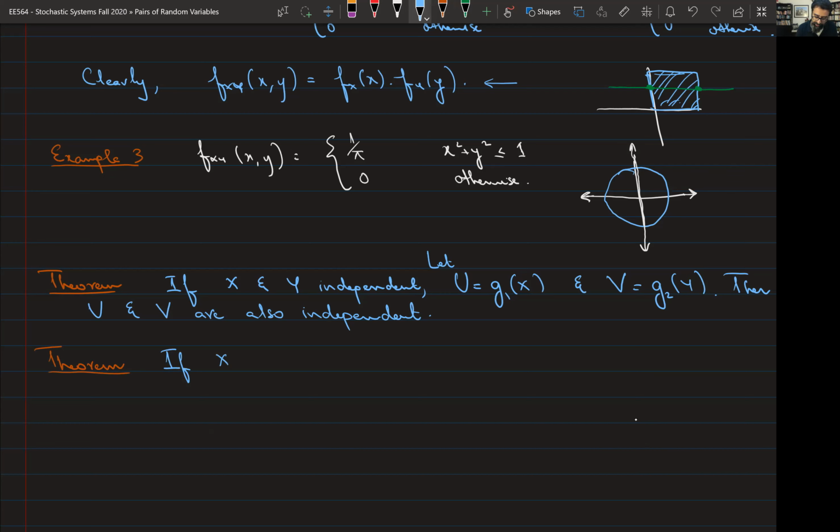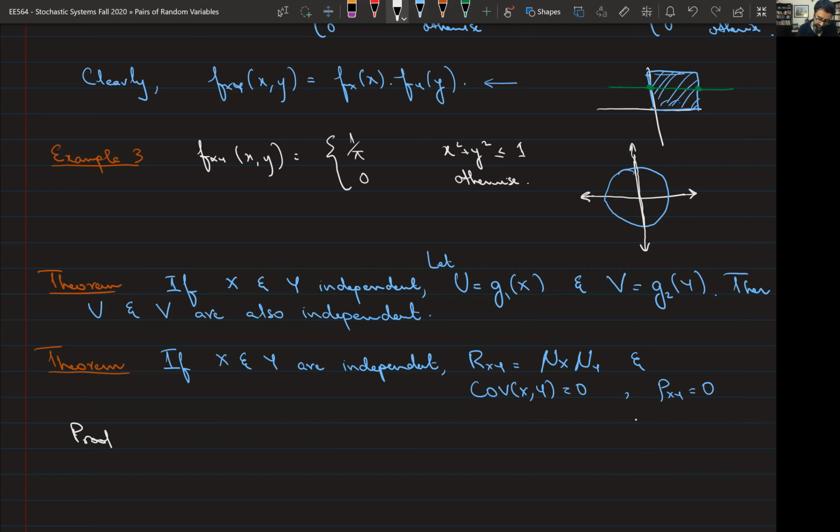If x and y are independent, Rxy is actually equal to the product of the means, and the covariance between x and y is equal to 0, and therefore the correlation coefficient is also 0. Okay. So how do I go about proving this? The proof is very, very simple.